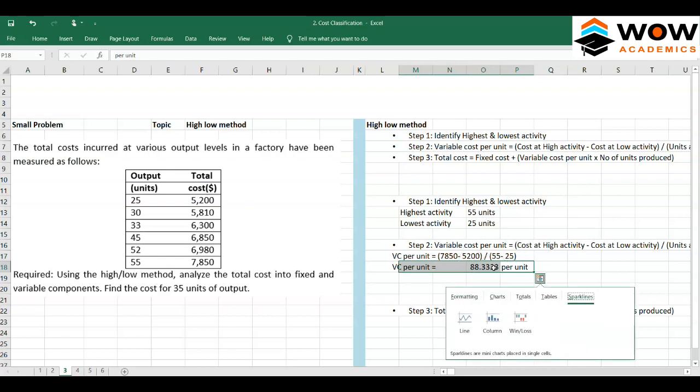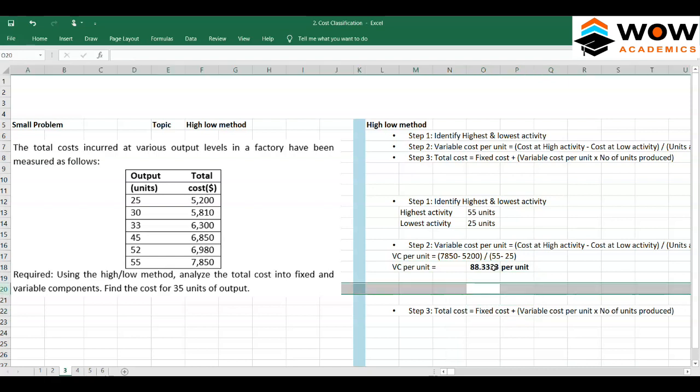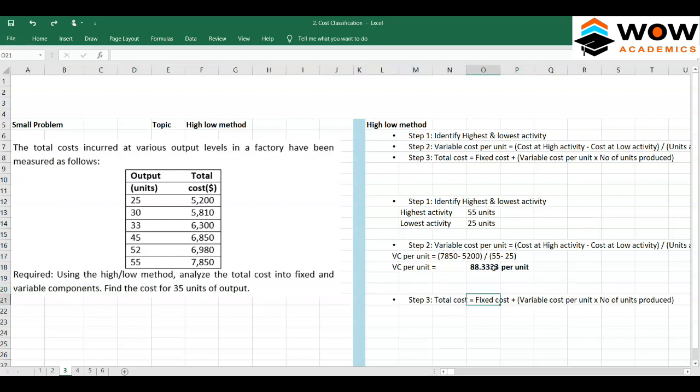The next step is to find out the fixed cost. How do you find out the fixed cost here? You take any pair of numbers. For example, we'll take 55 units and cost equals 7850. Either the first pair of numbers or the last pair of numbers you have to take. Either the 25 units or the 55 units you could take.